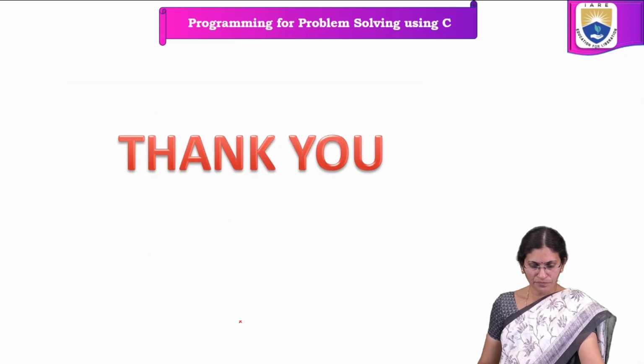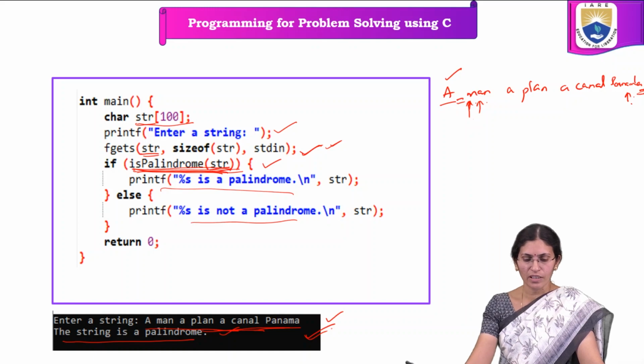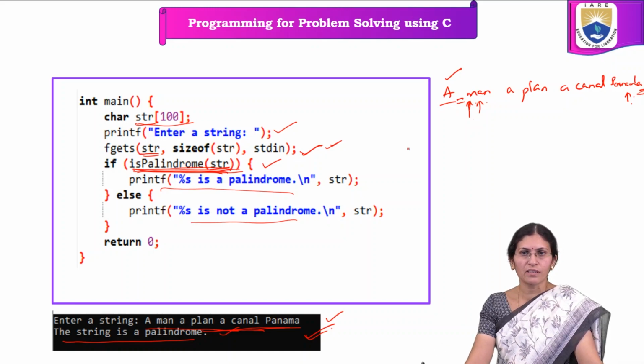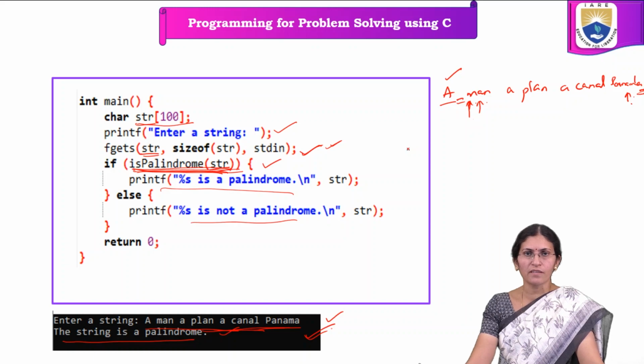In this way, we have seen different programs based on arrays. We have seen how to find the sum of numbers given in the array. Then we have seen other programs also. At the last, we have seen how to check whether the given string is a palindrome or not, with the help of a character array. In the next video lecture, we'll discuss some more concepts of C programming.